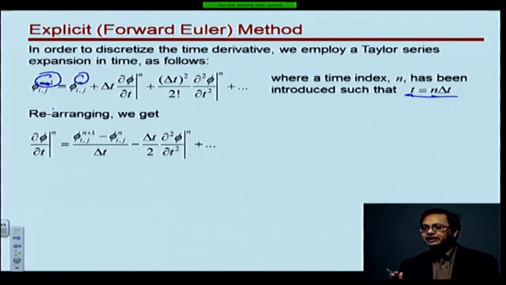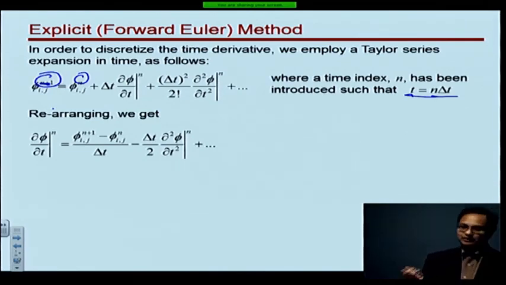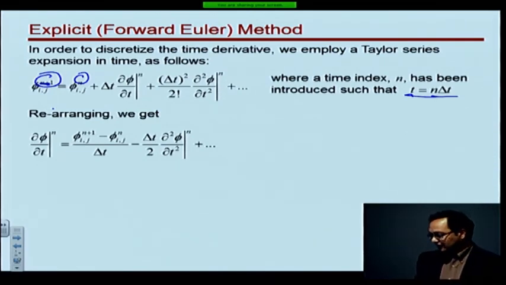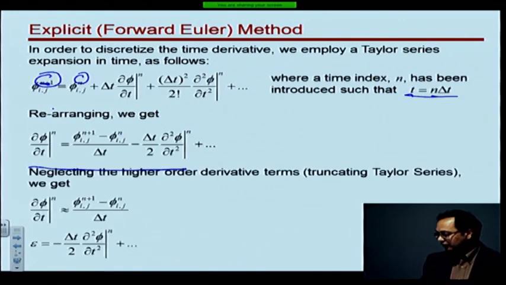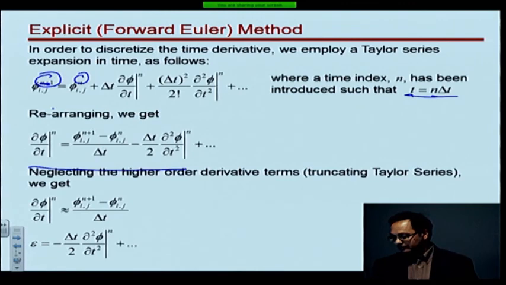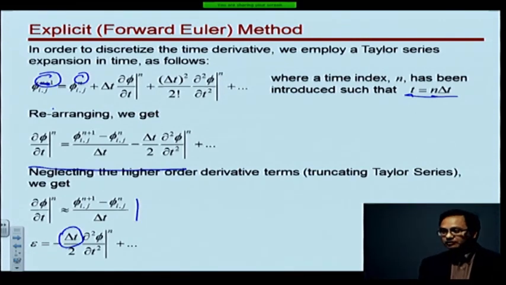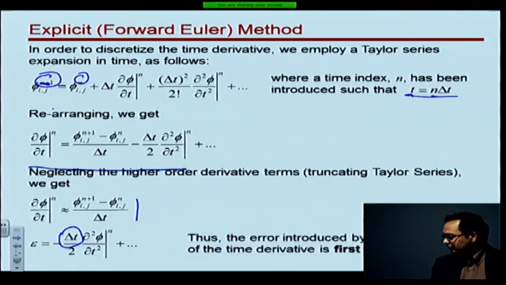Typically we think of n as old and n plus 1 as current. Okay, that's the language that people use instead of saying future and present. So current or present and old. All right. So if we rearrange this, we get that. All right, and clearly you can see if we approximate it as that, then our error is of order delta t, first order in time.